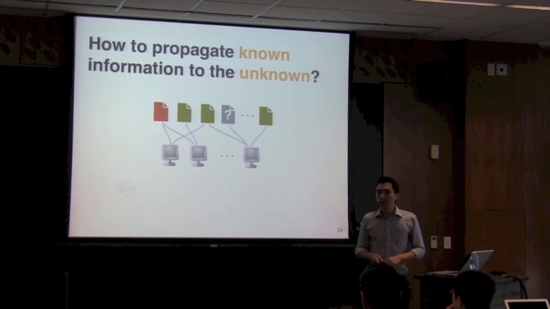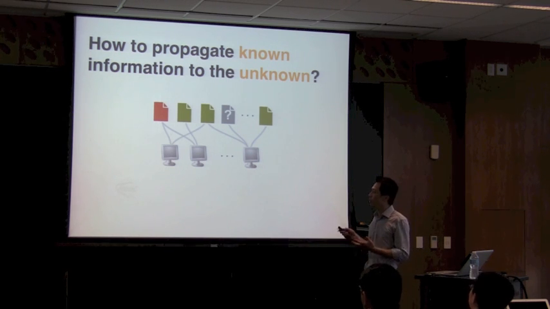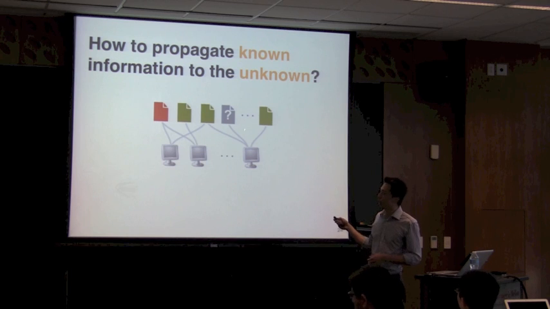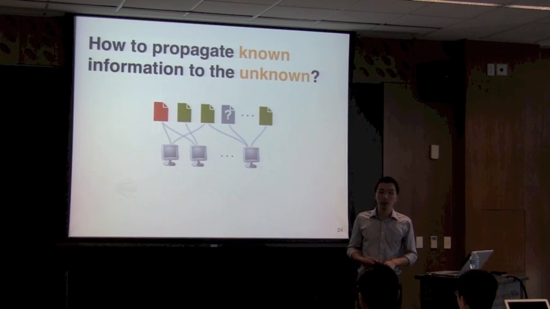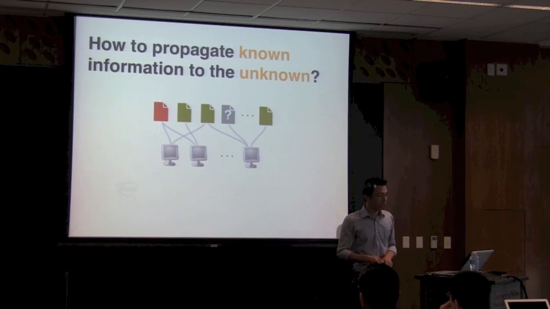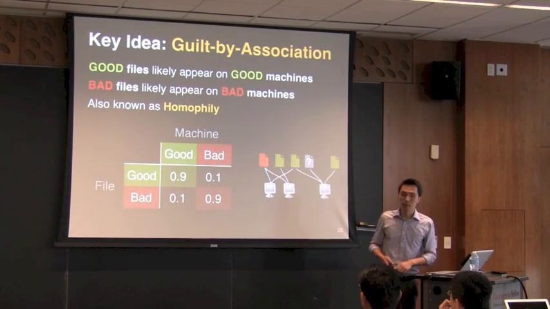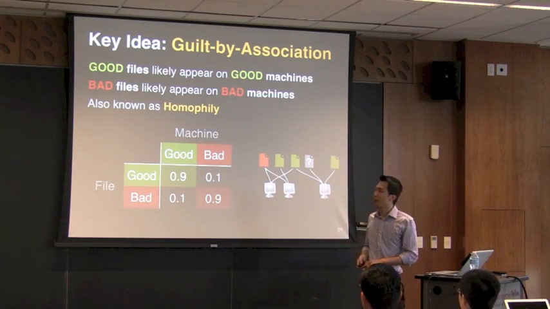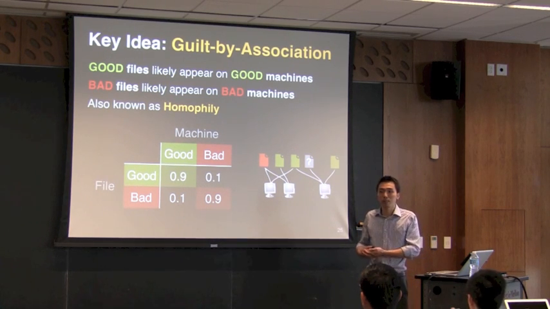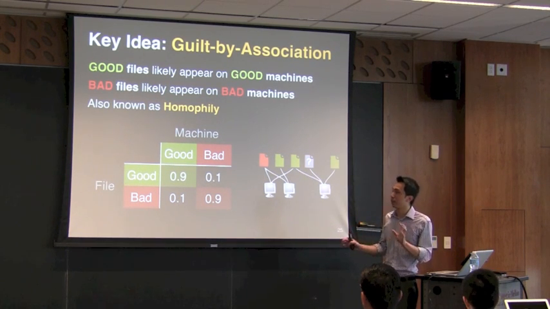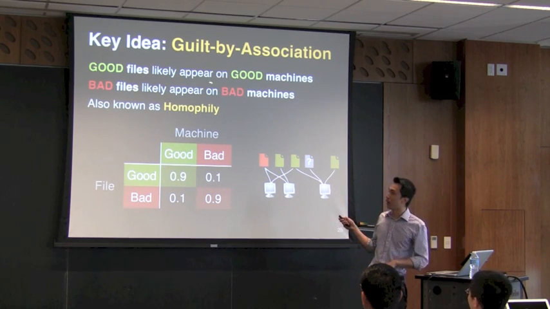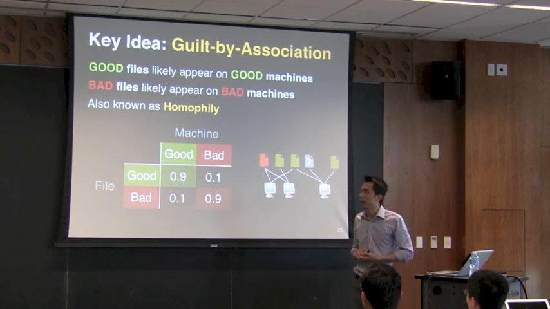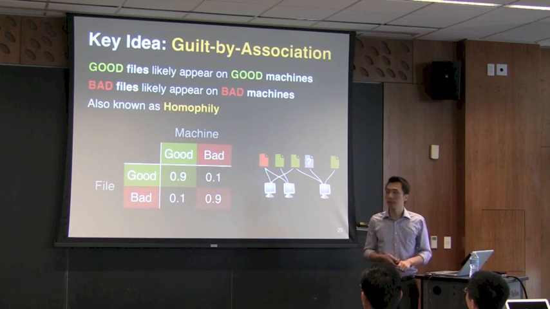So now the question is, given all this known information, how do we use it to compute the unknown information? Or in other words, how do we propagate the known information to the unknown information? And for that, I use a key idea called guilt by association. It's actually a very simple idea. It just means similar things are connected to each other. So in this case, good files are likely to connect to good machines, and bad files are likely to connect to bad machines.